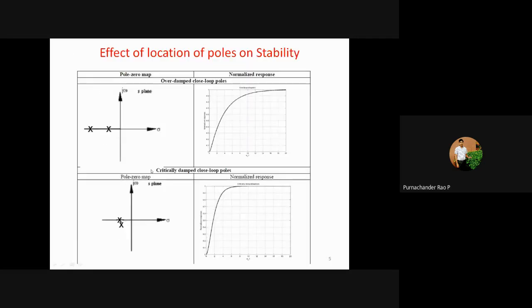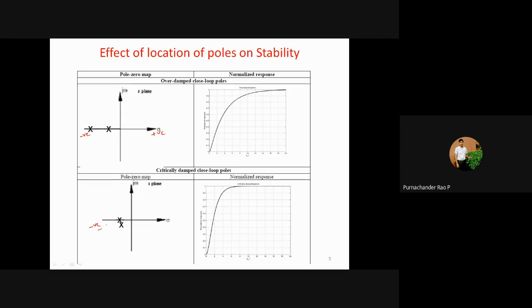Now, just observe the responses here. When the roots are on the negative real axis and unequal, in this overdamped system, your response will be bounded. Here you are observing that this response is bounded. Also for the critically damped case, the roots are equal and real, and they have negative real parts. These two have negative real parts. Okay, so this is the real axis, this is the positive side, and this is going to be the negative.